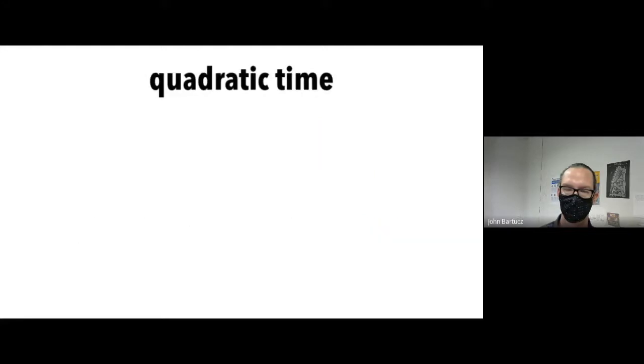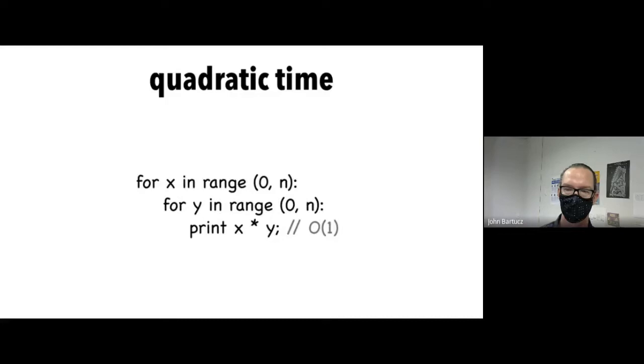Finally, let's look at quadratic time. I think you can see that the print statement will be executed n times n, which gives us big O of n squared.